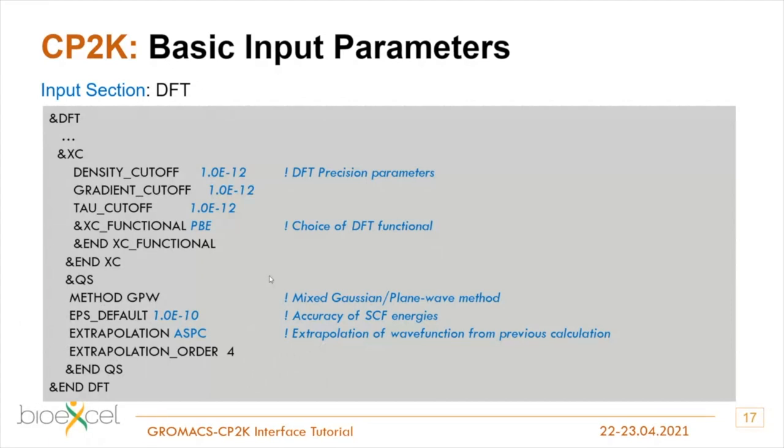The extrapolation method means how your wave function will be reused from the previous step. For example, if you calculate step by step, CP2K will use the previously converged wave function from the previous step onto the next step to accelerate convergence of the new step.